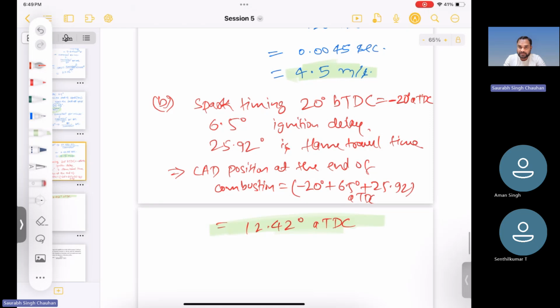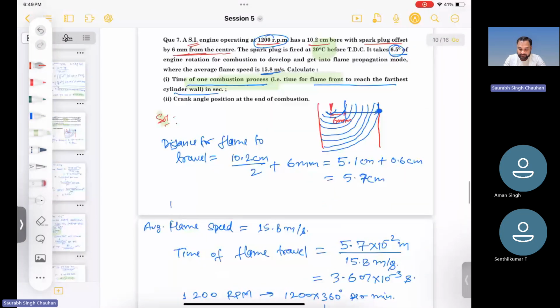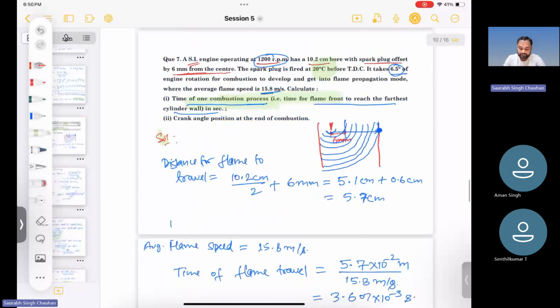Okay, please cross check, and if there is any mistake, then please let me know. But this is how we will calculate, right?